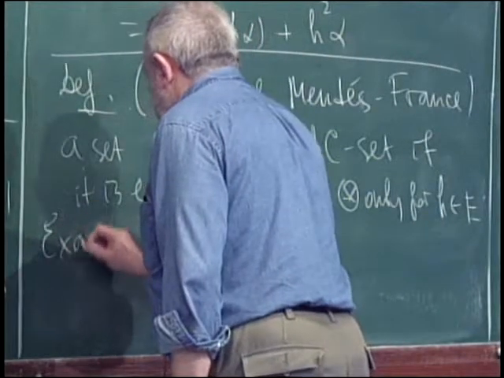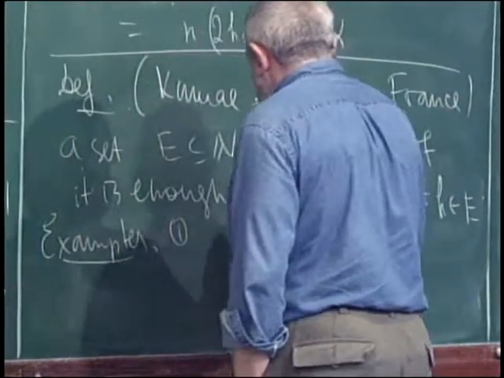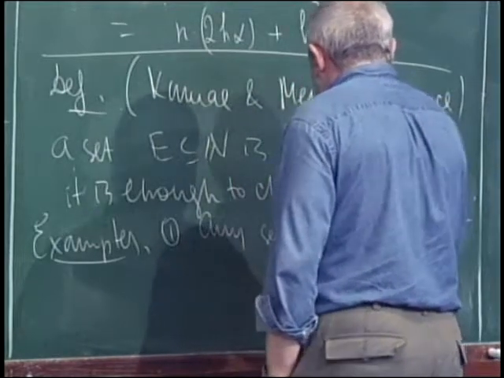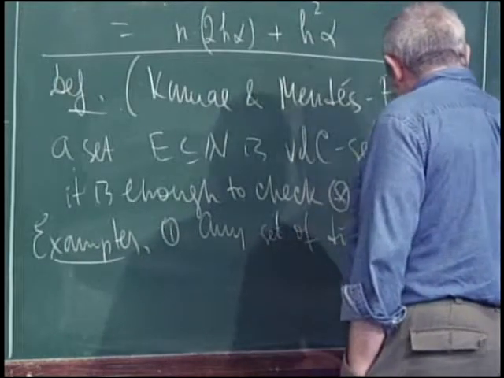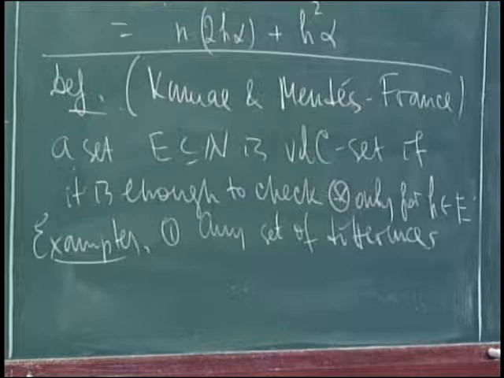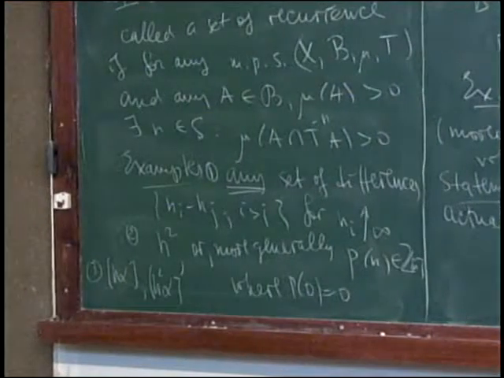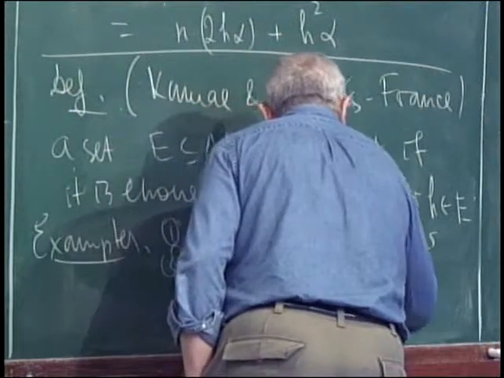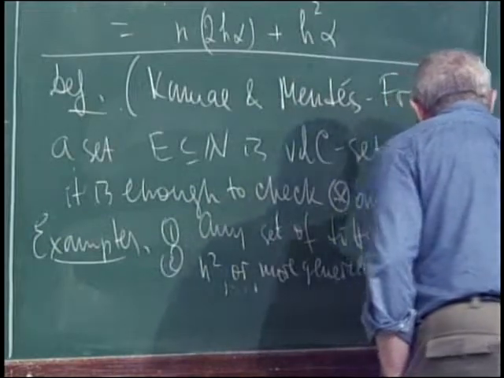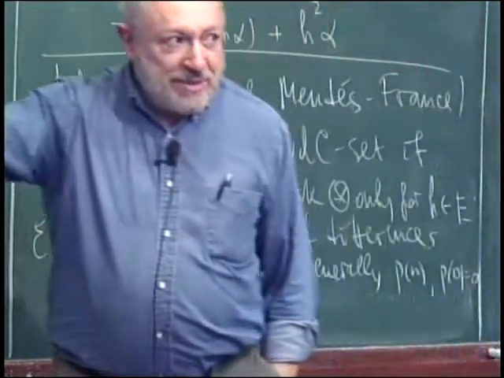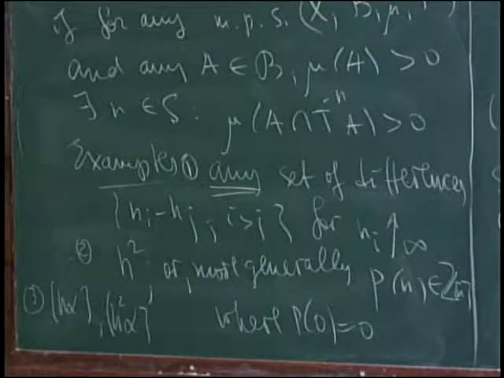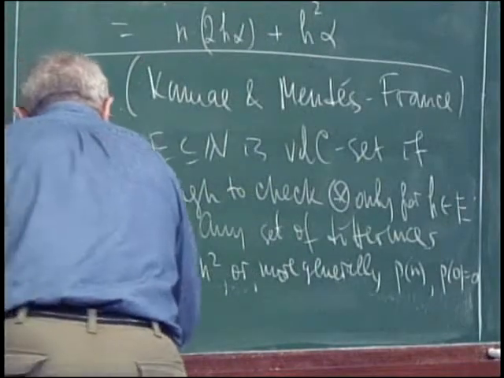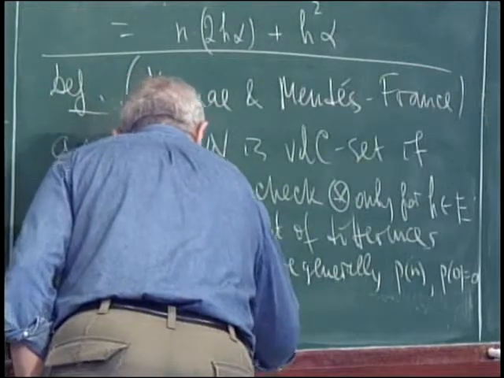And I will give you examples of van der Corput sets. Some of them are already in their paper. So examples of van der Corput sets. First, any set of differences. Same as here. And second, n squared, or more generally, P of n, where P of 0 is 0. The same as there. What was their third? N alpha and n squared alpha, etc.